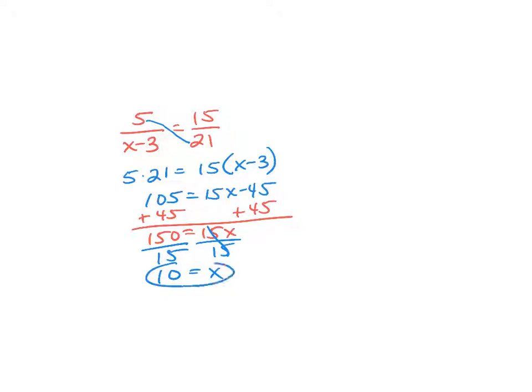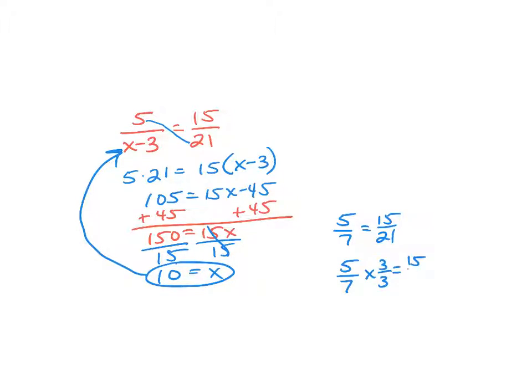And once again, I would be checking to make sure that that works. So I am going to have 5/7 is equal to 15/21. Is that true? Well, if you have 5/7 and you wanted to change it to 21, I would multiply times 3/3, and I would get 15/21. So that is a true statement. x does equal 10.